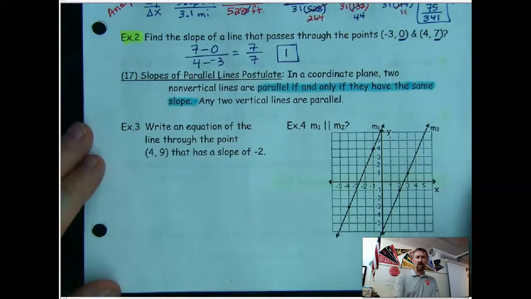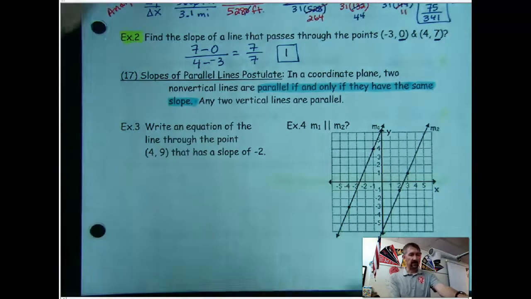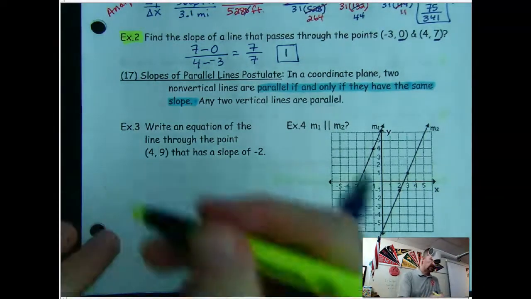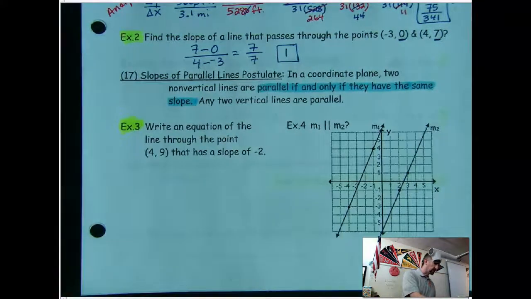Okay, so write an equation of the line through the point (4, 9) that has a slope of -2. So this actually should be highlighted. This is a test question.